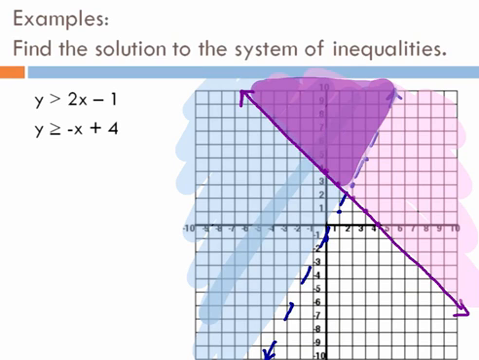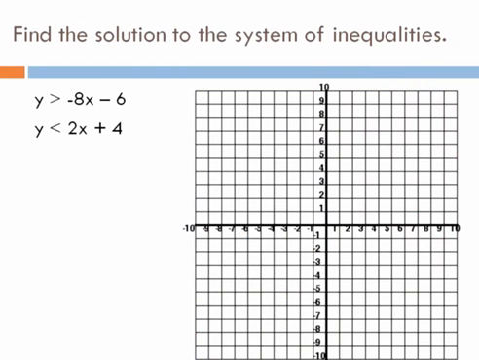Alright, let's look at another. Here we start off with y is greater than -8x minus 6. So we'll start on the y-axis at -6. The slope here is -8 or -8 over 1. So we can't go down 8, but we could go up 8 and then go left 1. Could do that again.